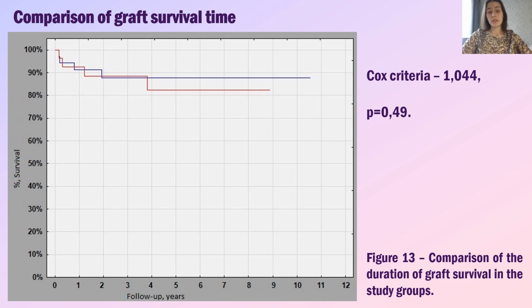The 1 year survival rate was 92% in the stenting group and 91% in the open surgery group. The 5-year survival rate was at the level of 83% and 88% in the first and in the second groups. During the study, it was found that the chosen methods of correction of ureteral stricture don't affect the duration of graft functioning.